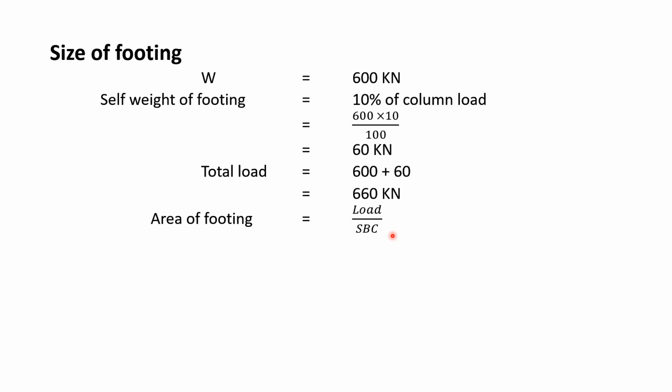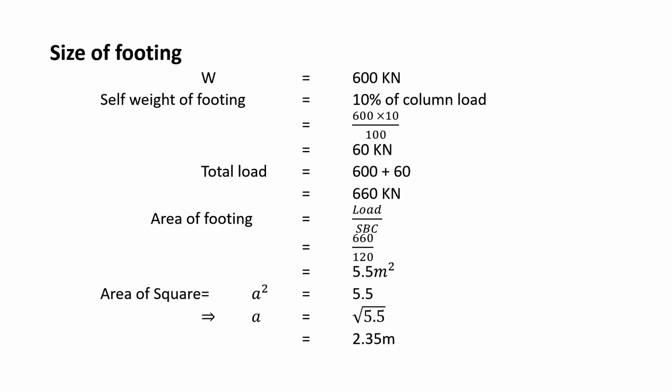And then calculate the area of footing. The area of footing formula is load by SBC. So load is 660 by SBC is 120. The value of area of footing is 5.5 meter square. So the footing is a square footing, so the square root of 5.5 is 2.35. So the size of footing is 2.35 into 2.35 meter.